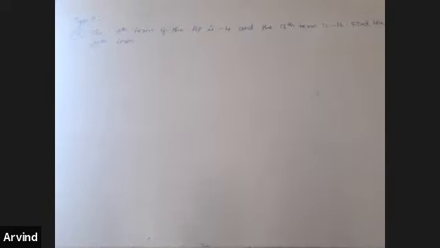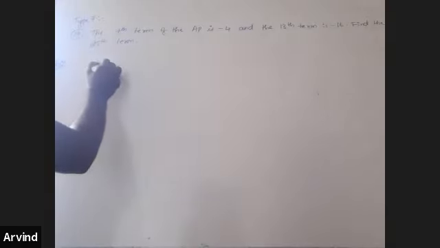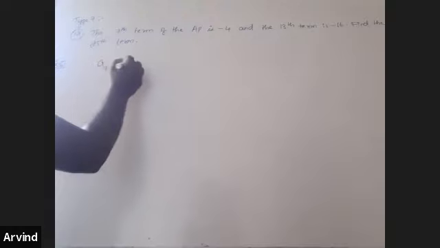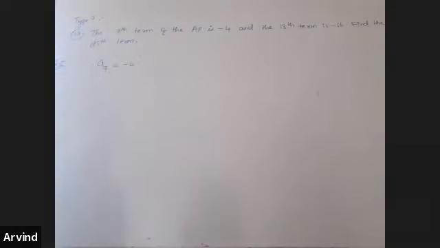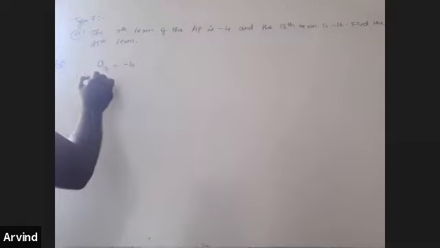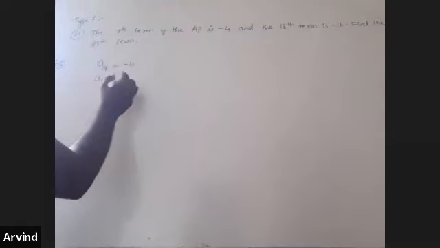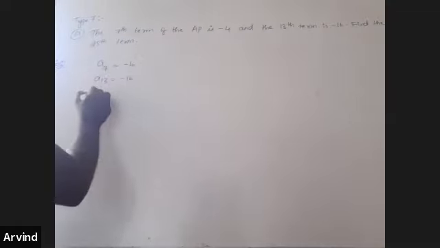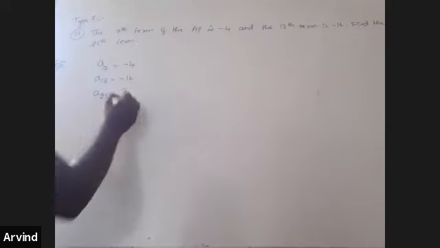Now, how will we solve? As I said, you will be getting two equations. Hence, please observe. The seventh term, A7, is given as -4. Correct? And the 13th term, A13, is given as -16. We have to find the 25th term. This is what they've given.